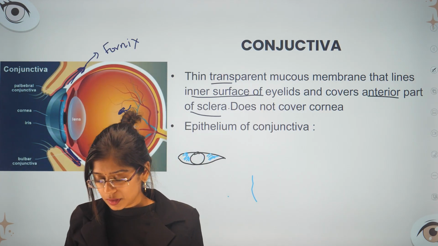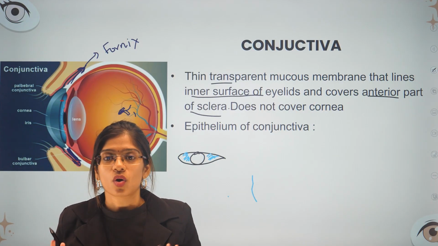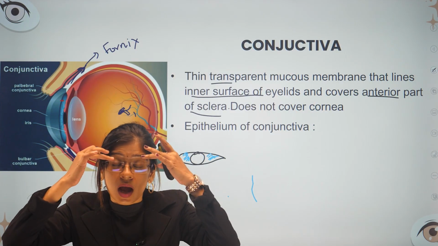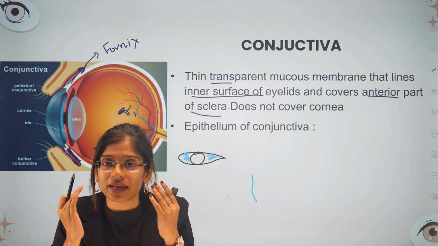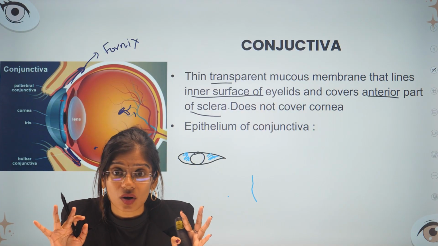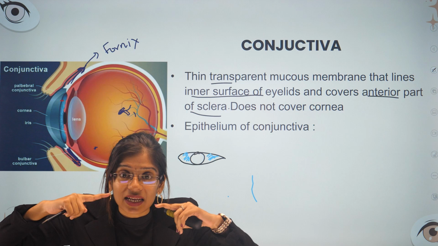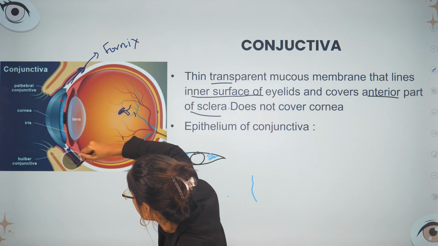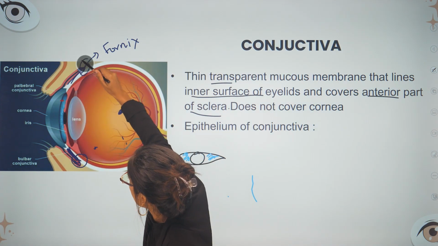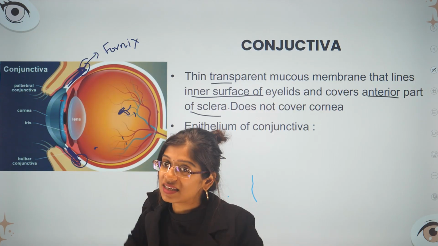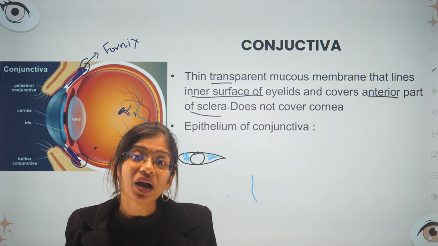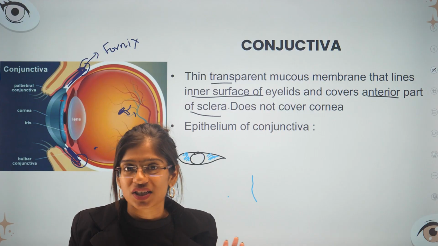So, let's get the concept orientation clear. The conjunctiva of the upper and lower eyelids, the inner lining, that is called as palpebral conjunctiva, and then it forms a fold, that is called as fornix, and then it continues over the sclera, that is called as a bulbar conjunctiva. So three parts of the conjunctiva you know.